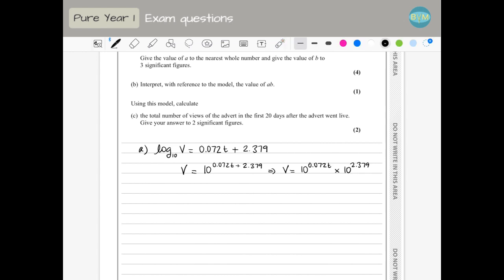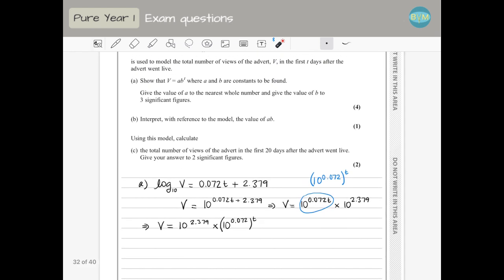This means that V is, I'm going to write this number first, and then I'm going to show you what we do with the other one. This thing here is the same as having 10 to the power of 0.072 to the power of T. Again, using the index laws, because we multiply the exponents when we have a power to a power, we can write this as a number to the power of T. So times 10 to the power of 0.072 to the power of T. And this way, the expression is what we need.